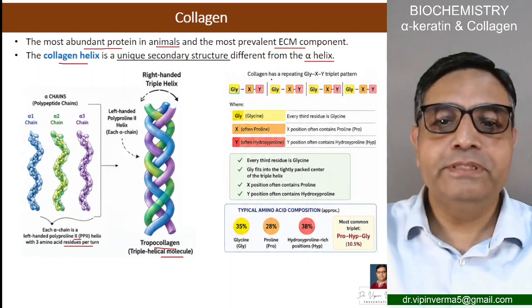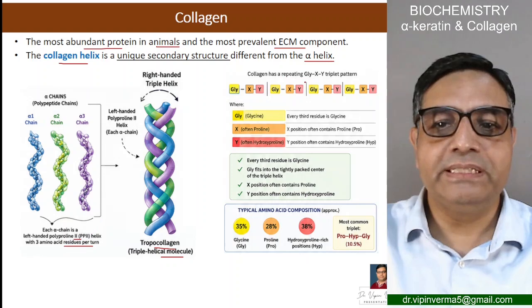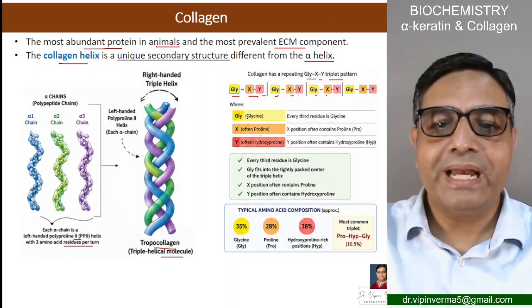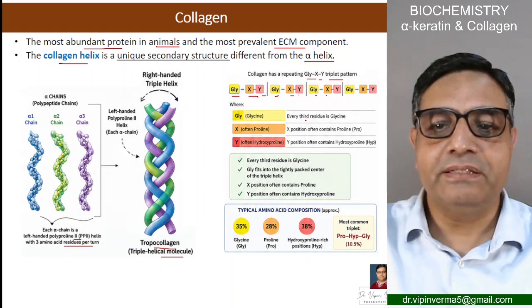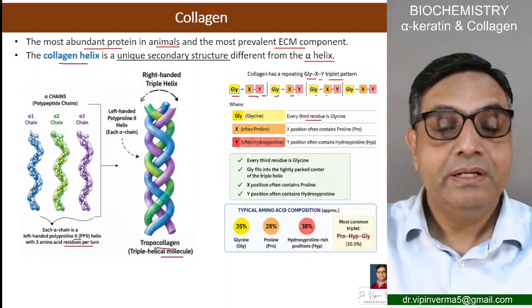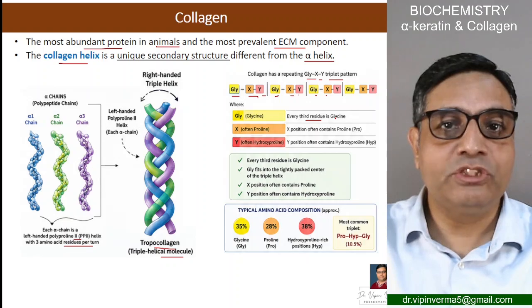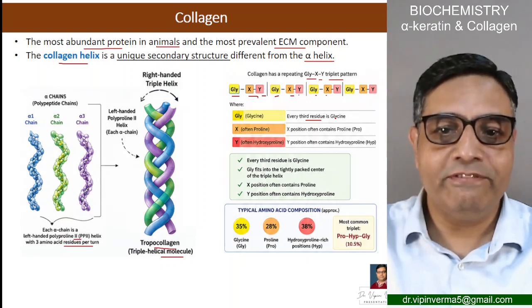Now if you see, collagen has repeating units, a triplet, which is the glycine-X-Y triplet pattern. So you will have a glycine, then you will have an X amino acid and a Y amino acid. Then you will again have a glycine, then X, Y, again glycine, X, Y. So if you see, every third residue is glycine. Now this is really very important, which contributes to the structure of the collagen. How? I will show you.